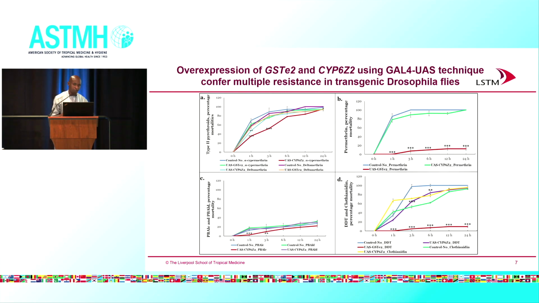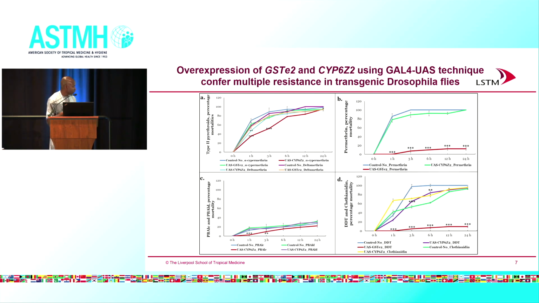Next, for functional validation, we introduced CYP6Z2 and GSTE2 into transgenic flies, and we screened the flies for resistance phenotype with different kinds of insecticides. As you can see here, for CYP6Z2, we saw that it can confer marginal resistance to alpha-cypermethrin, and it can also confer some resistance to phenoxybenzyl alcohol, which is a primary product of pyrethroid hydrolysis by carboxylesterases.